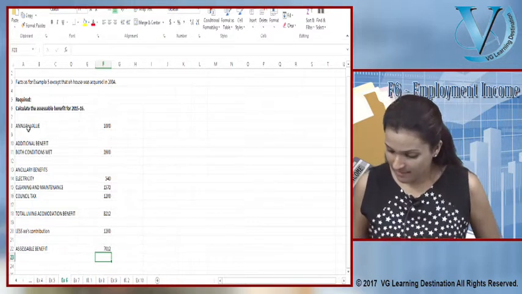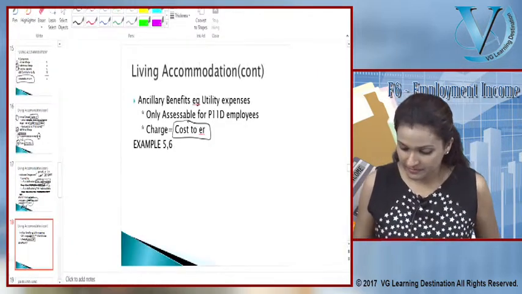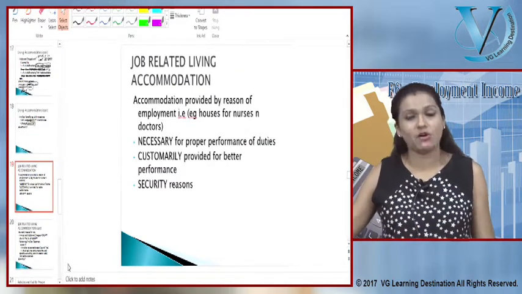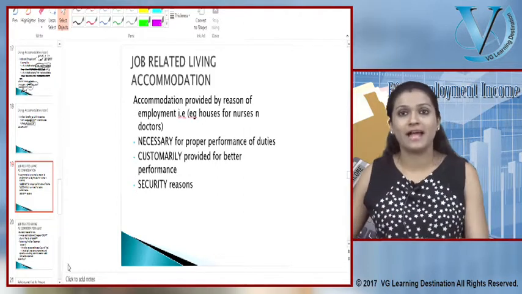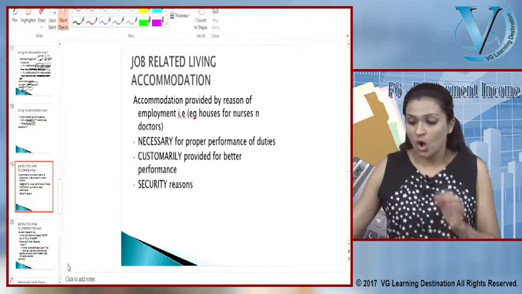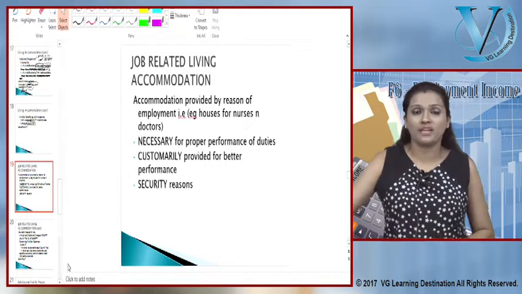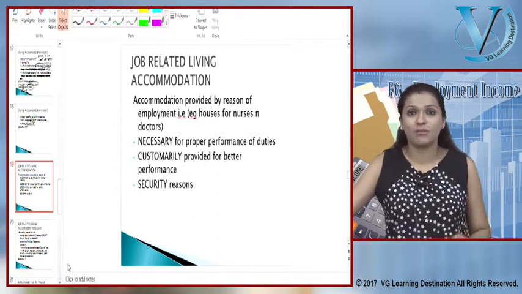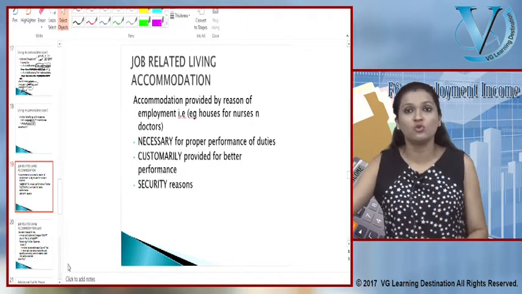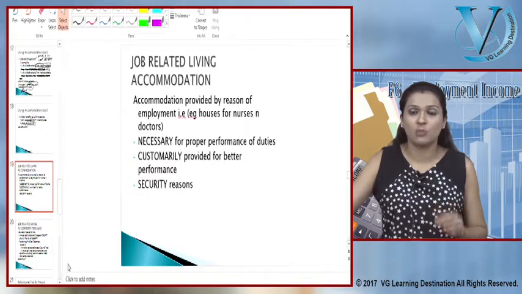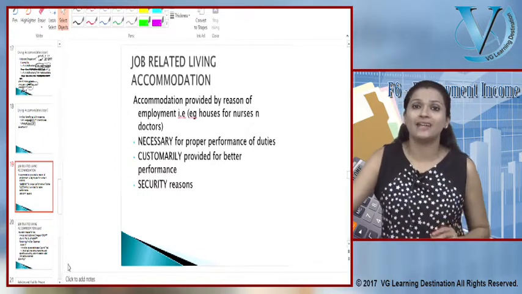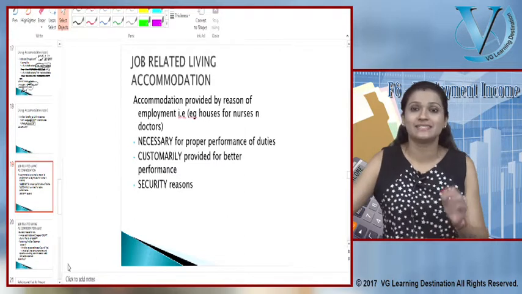Now what next? Let's move forward. Let's have a look at the same accommodation, provided that the accommodation is now a job related accommodation. What is a job related accommodation? It basically means that the accommodation had to be provided to you in order for you to be able to perform your job related duties. So you needed the accommodation not as a luxury but as a necessity.